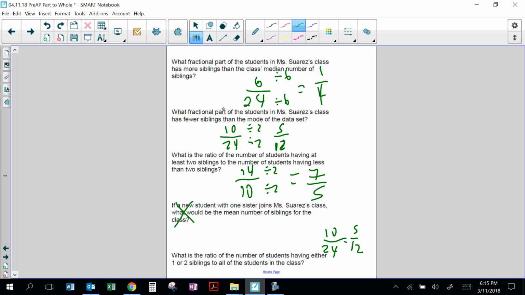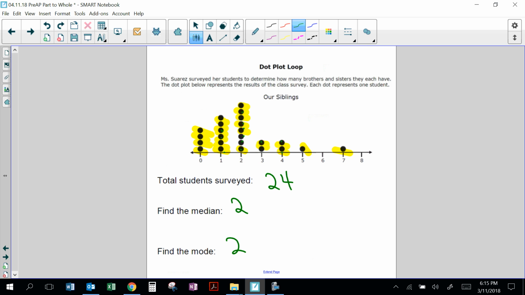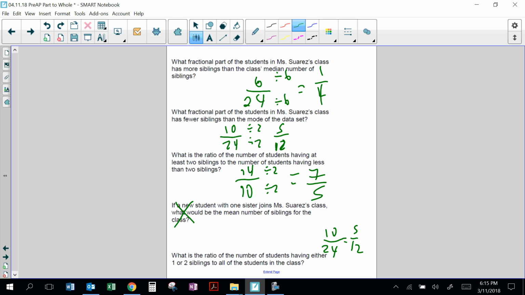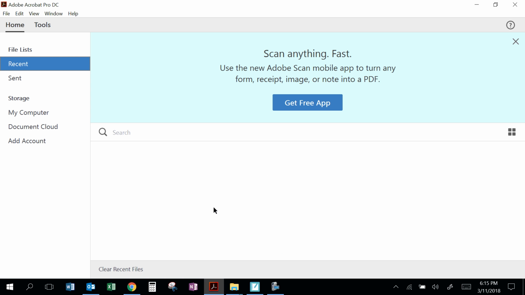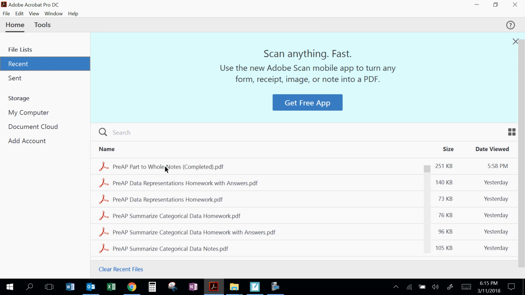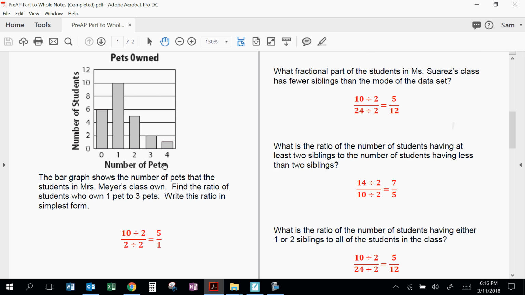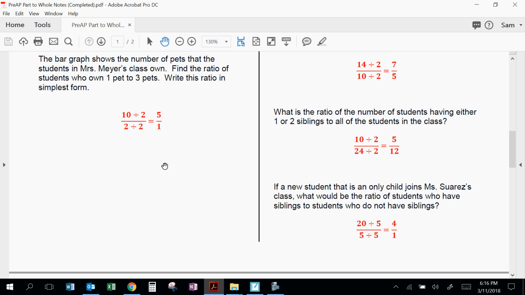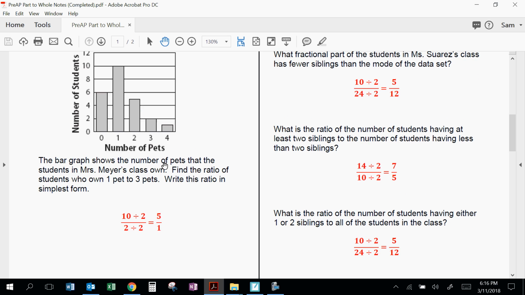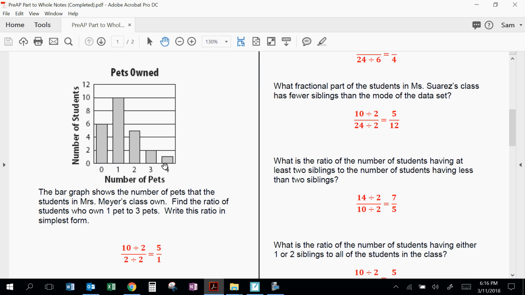What fractional part of the students in Mrs. Suarez's class have fewer siblings than the mode? Fewer siblings than the mode. 2, 4, 6, 8, 10. Yep, 10/24. And what is the ratio of the number of students having either 1 or 2 siblings? Let me look at something right here. 10/24, yep, same answer.